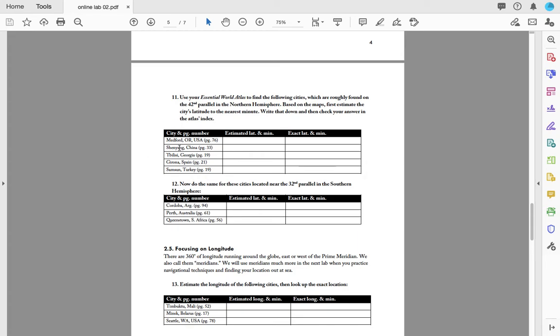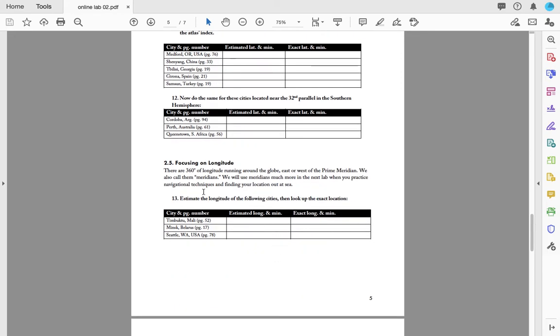So for all of these different cities, Shenyang and Tbilisi and all these other world cities here, do that same process. Okay? These cities, and there's kind of a clue with these, like cities near the 42nd parallel, near the 32nd parallel. That gives you a general sense of what your answer should be close to. But same thing here. In the southern hemisphere, we've got Argentina, Australia, South Africa. Find these cities, find the maps, estimate, and then look up the exact thing. And then longitude, same deal. Other cities doing the exact same thing, but now you're doing it with longitude.